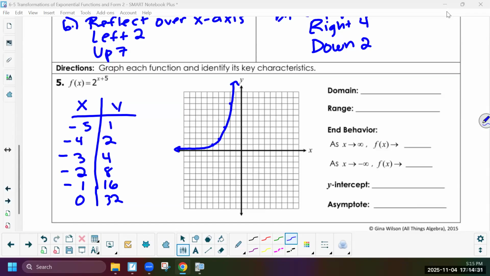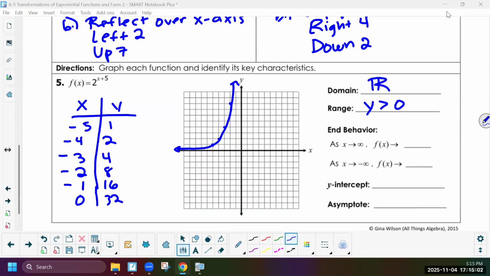All right, so now I have to answer questions. Domain. I can see that it's going to go left forever. It's going to go up and right forever. So the domain, all my available x's are all real numbers. My range are going to be all my y values, but I don't have anything down the bottom. So these are going to be the y values that are greater than 0. Okay, that should be your asymptote. So whatever number you get for your asymptote, that's going to be your range. It's where it bottoms out.